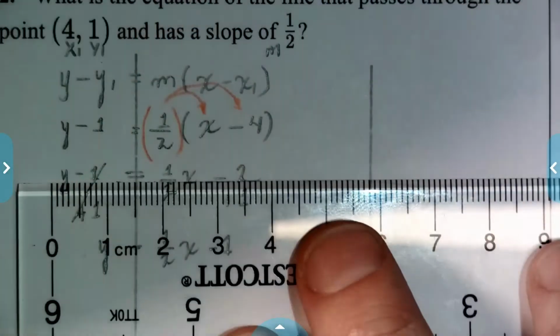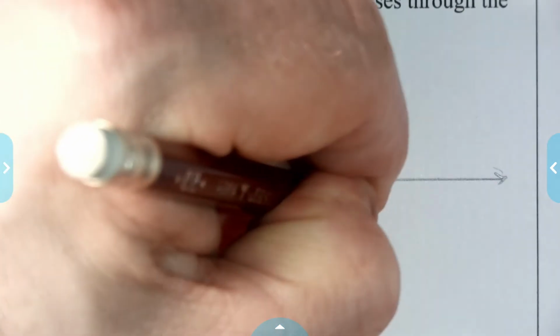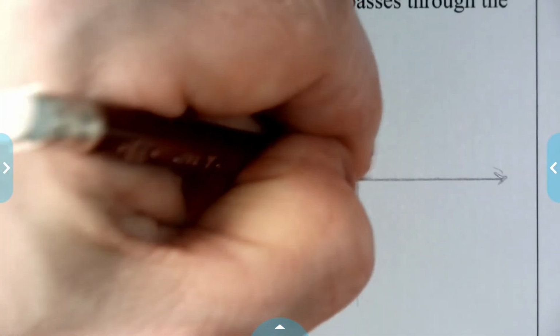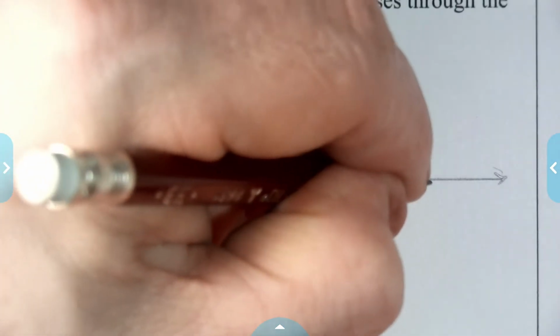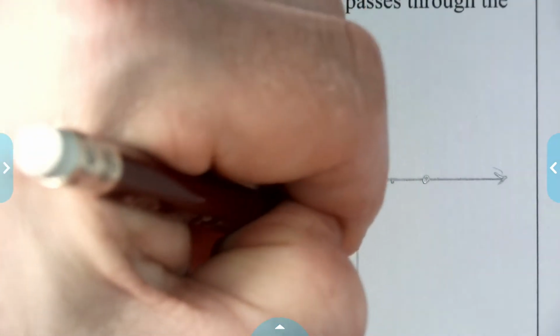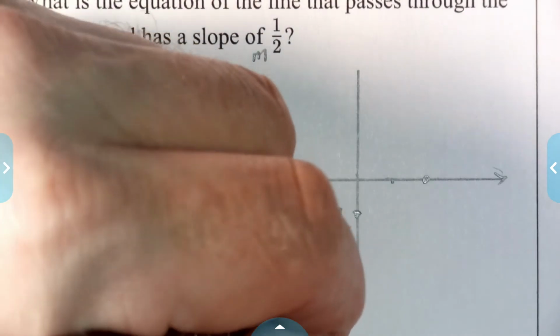The quick graph for this, we'd have -1 right here, and then we go up 1 over 2. Okay, so up 1 over 2. So there's 2 points. This is the y-intercept here, and that point is at 0, -1.